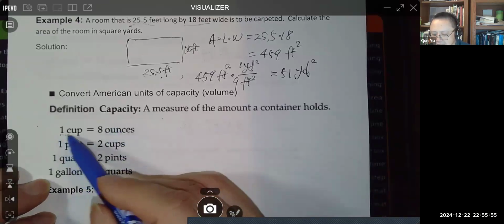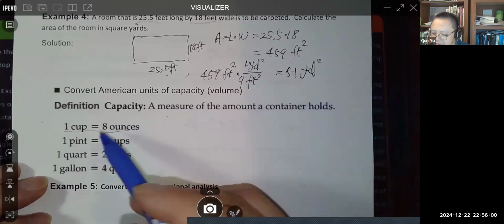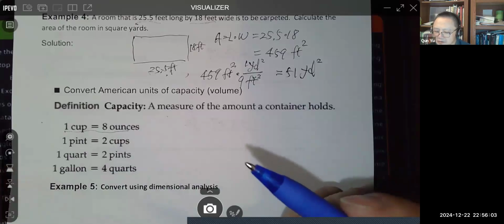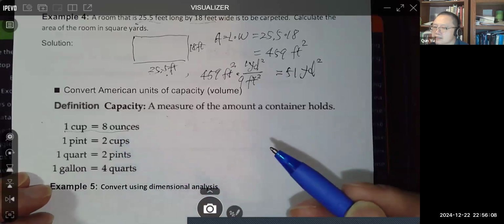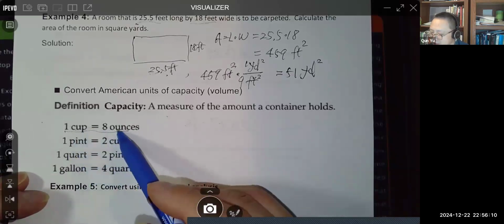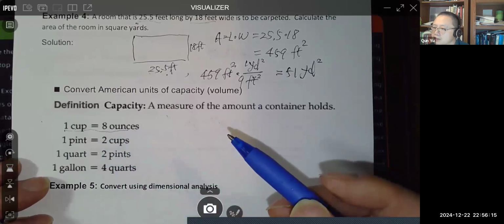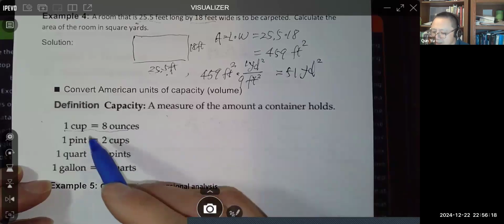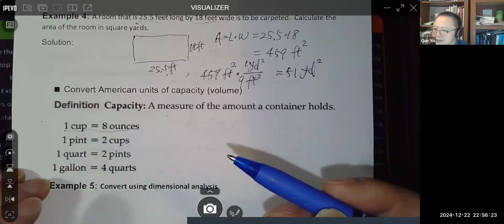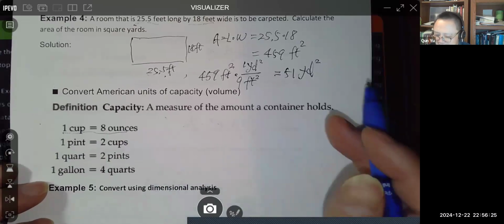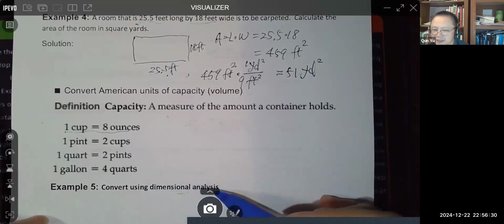But I need to mention this. Ounces is a unit for weight. It's not for capacity. But why do we have it here? Because 1 cup, if you measure water, is going to weigh 8 ounces. So make sure this is not true for everything, only for specific materials, most likely water. Apparently 1 cup of metal is not going to have the same weight as 1 cup of water, right? That's just common sense.